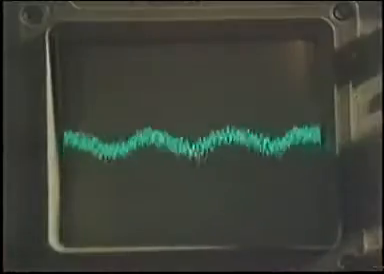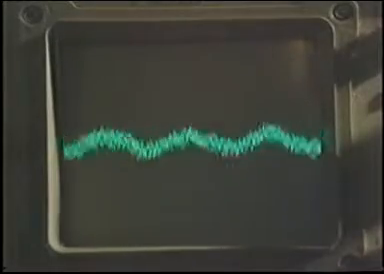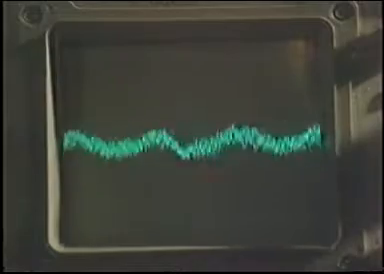I wonder what the waveform looks like. Well, we've got the residual high-frequency noise obscuring the waveform, although I must say there's no real sign of that ripple which was there due to the interference.